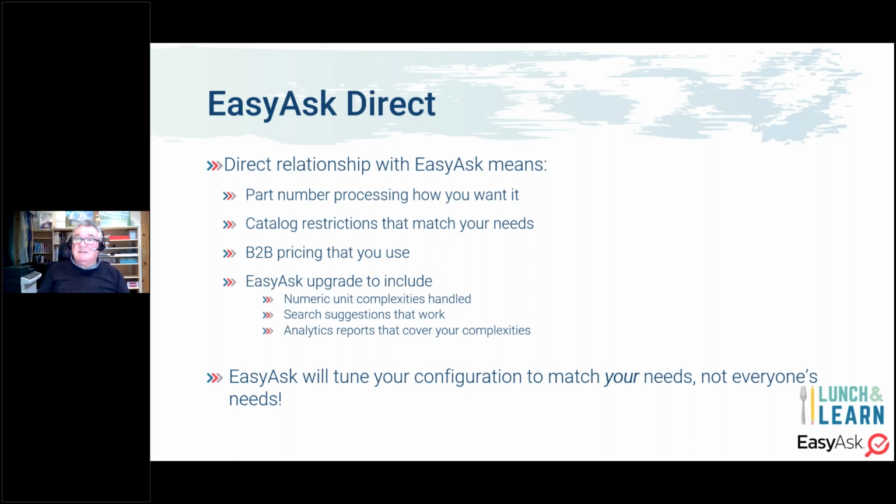We can also set up the catalog restrictions that match your needs. So if you've got those restrictions and that information is coming from your ERP, then we can build that into the EasyAsk indexes so that when somebody does a search, they're only going to see the products they're actually allowed to see. Again, the same is true with B2B pricing. If you're doing something like warehouse pricing, then we can configure it so that that actually works. And should you want, you could then show the price on search results and include things like price filters.